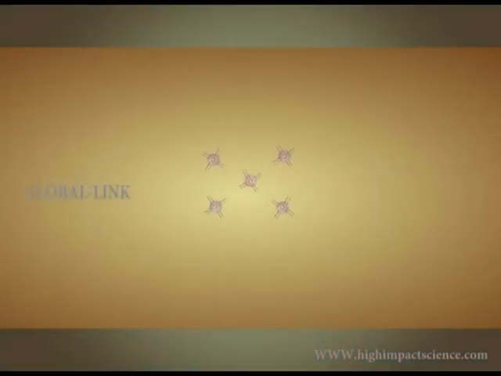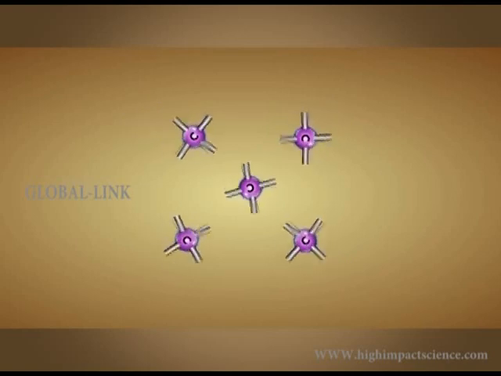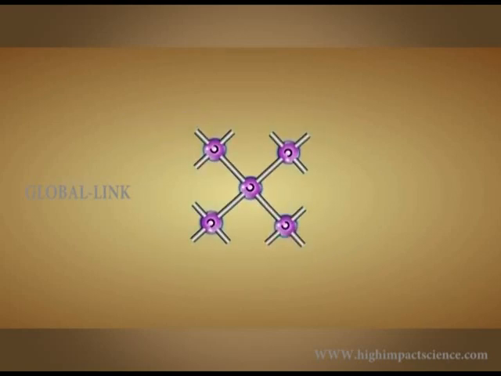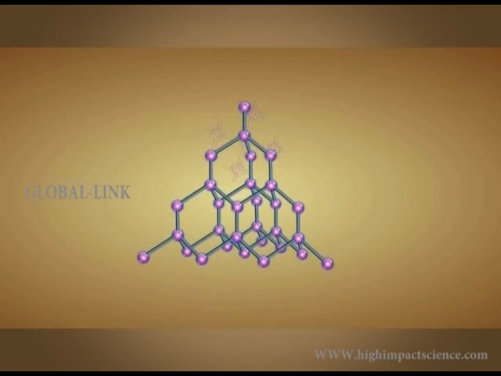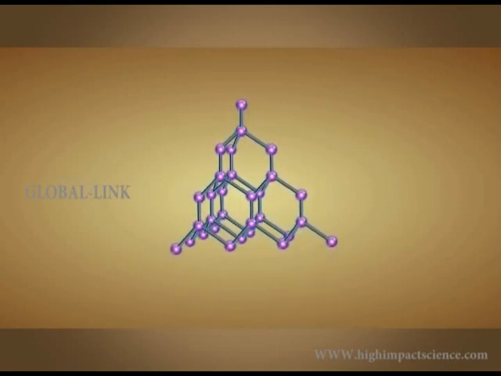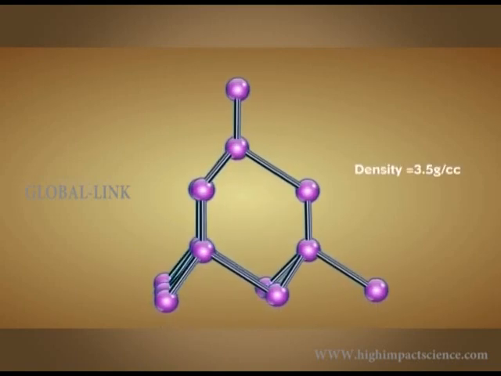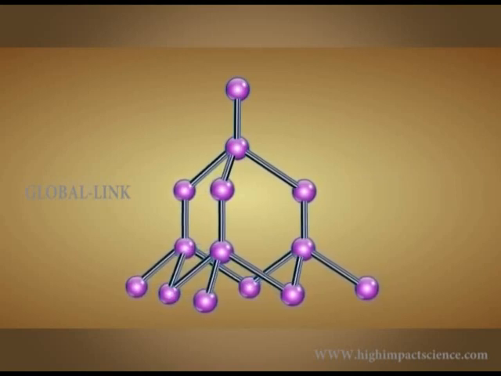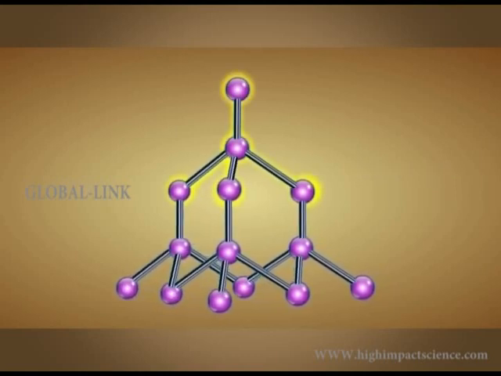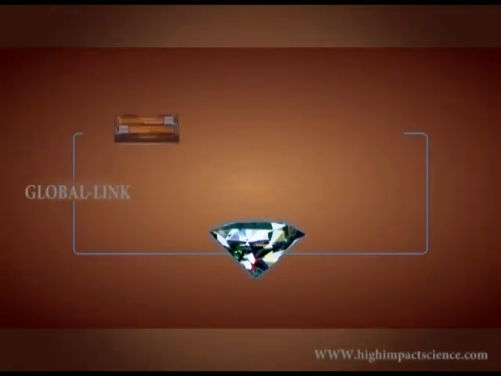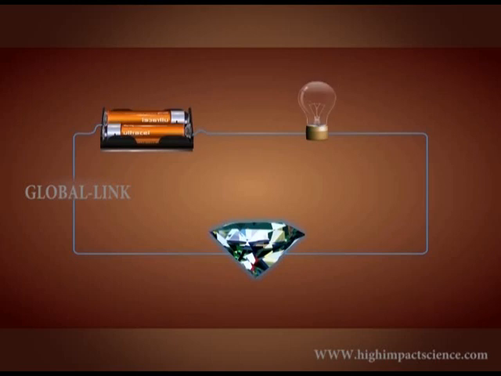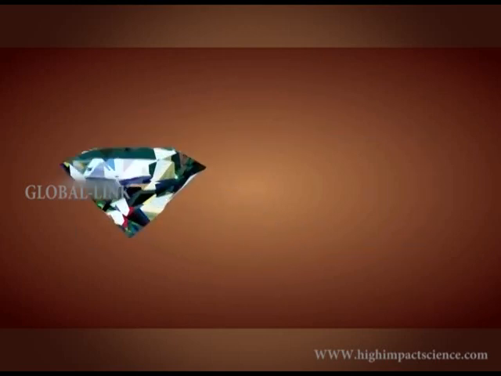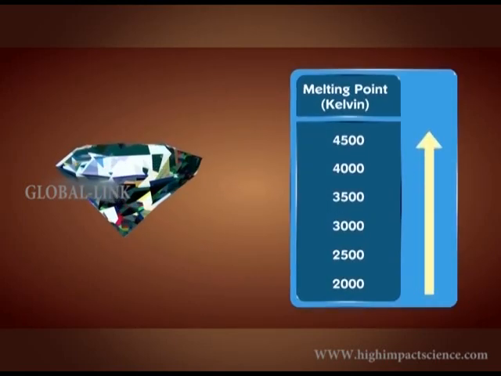In diamond, each carbon atom is bonded to 4 other carbon atoms by covalent bonds, forming a rigid 3-dimensional structure. Diamond's density is 3.5 grams per cubic centimeter. Here, no electrons are available as they are all involved in bonding. Because of the absence of free electrons, diamond is a bad conductor of electricity. Diamond has a high melting point of 400 Kelvin or more.